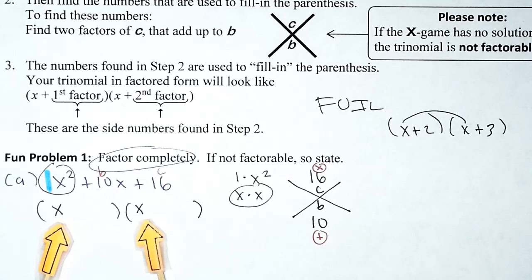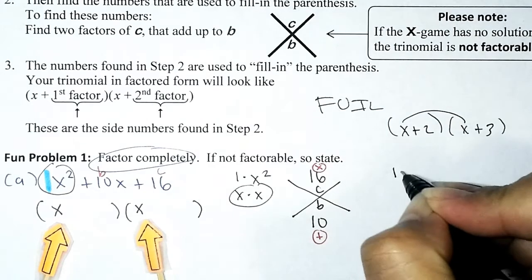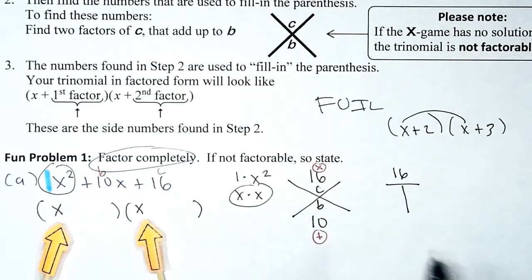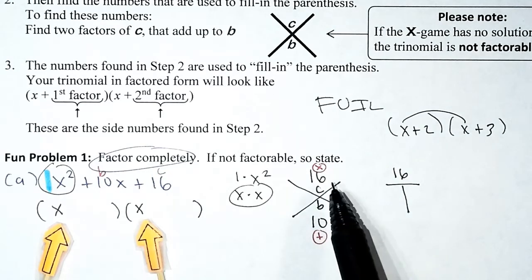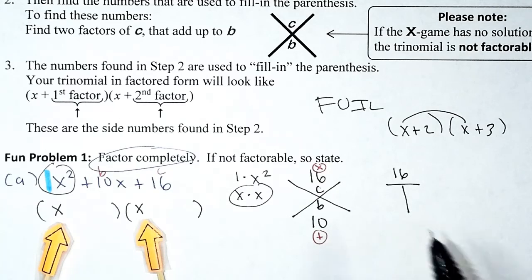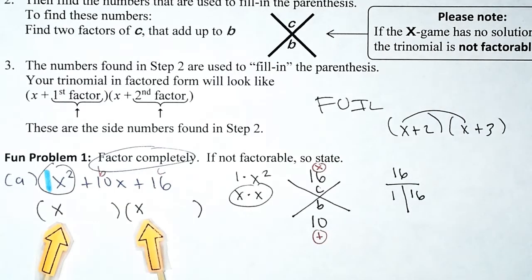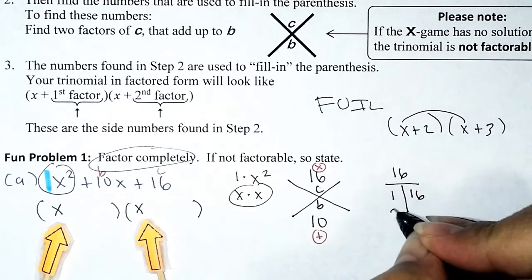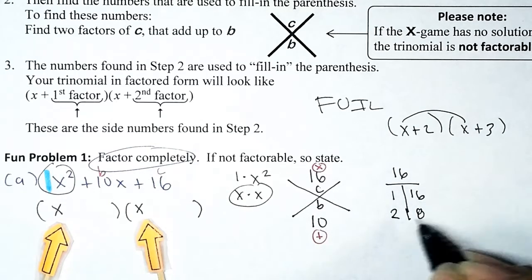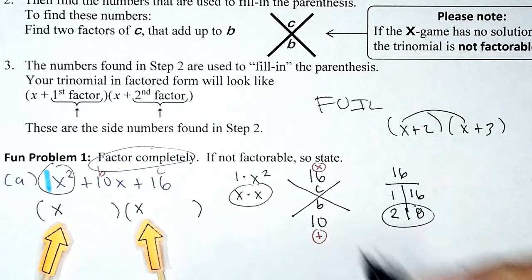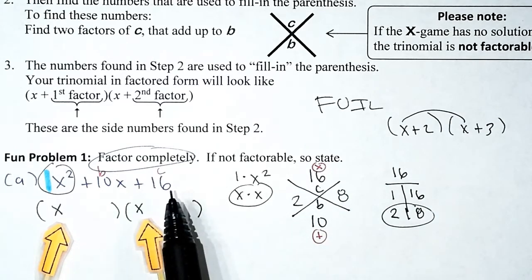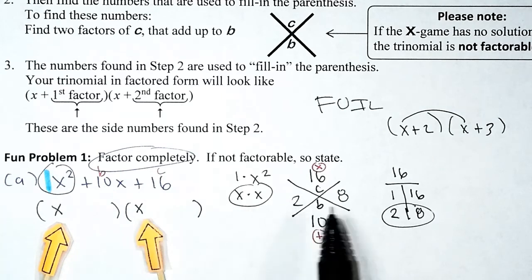So I'm going to show you how I do it. I'm going to go ahead and do a factor table. I'm going to put the 16 on top. So factors of 16 that add up to 10. Then we list all the factor pairs in order starting with 1. So we have 1 times 16 is 16. But I'm going to ask myself, is the sum 10? Nope. Okay, 2 is a factor. 2 times 8 is 16, and lucky for you, the sum is 10. So thanks to our hard work, factors of c that add up to b are going to be 2 and 8.